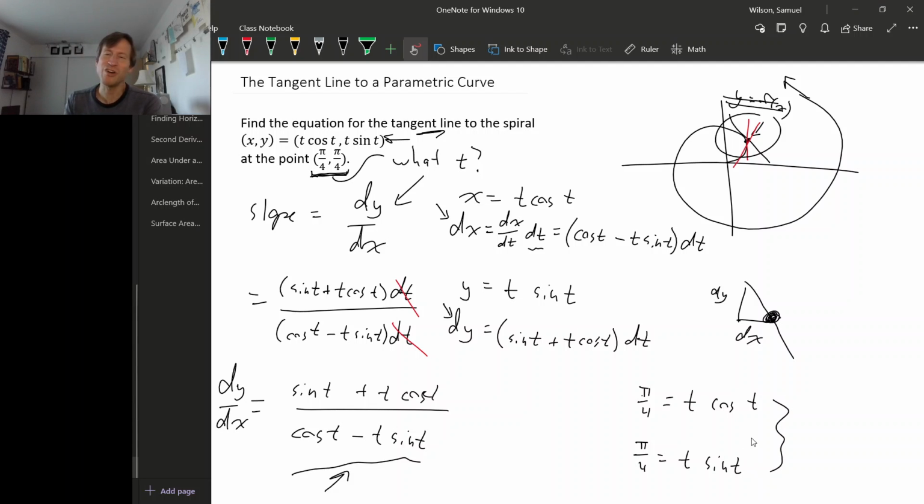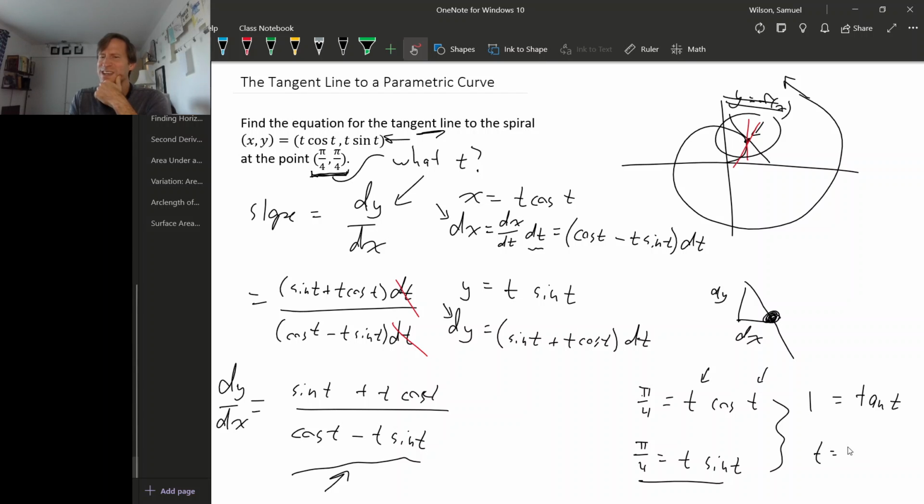Now in general, solving an equation where we have t both inside a trig function and outside a trig function is usually impossible. But for these two equations, there's actually a trick. What we can do is take the second equation and divide it by the first. So on the left-hand side, pi over 4 divided by pi over 4 is 1. And on the right-hand side, sine divided by cosine is tangent. So we get 1 equals tangent t.